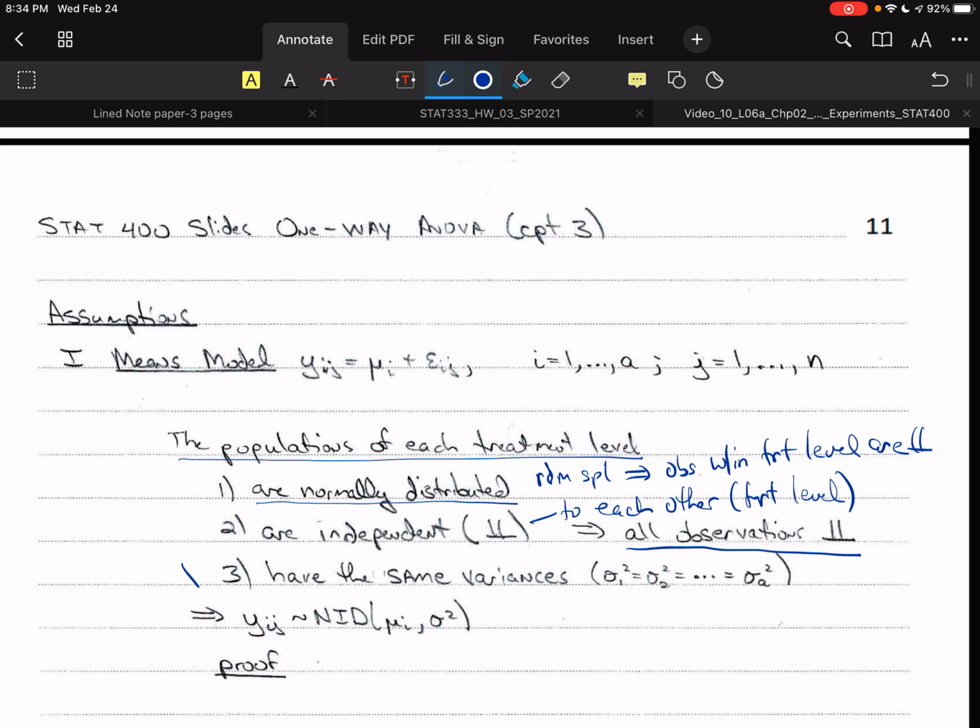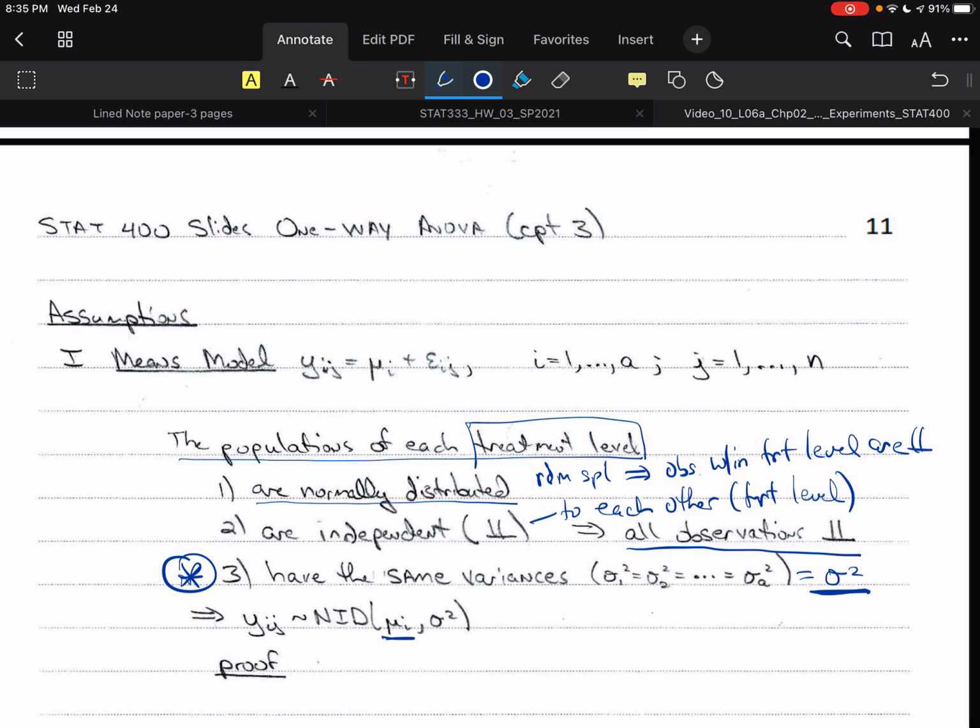Okay, and this next one is very important. It says that all of the variances are identical. So for each of the treatment levels, the amount of variation in treatment level 1 is the same as the amount of variation in treatment level 2, and so on, the same as the amount of variation in treatment level a. So all the variances, because remember, each of these treatment levels is a population, and so the variance of each of these treatment levels has to be identical, and we just write that as sigma squared. Okay? And so, putting all of this together, we have that y_ij is normally independently distributed with mean mu i and variance sigma squared.